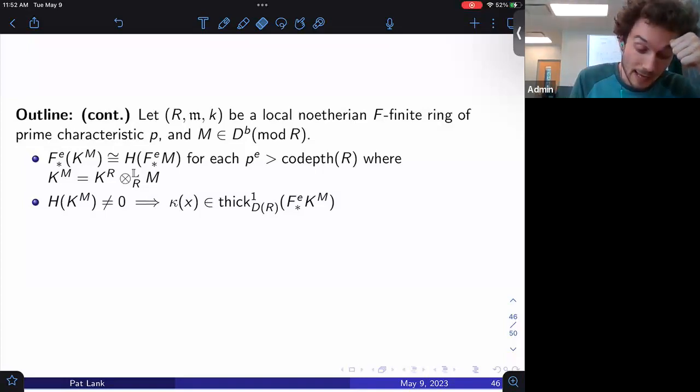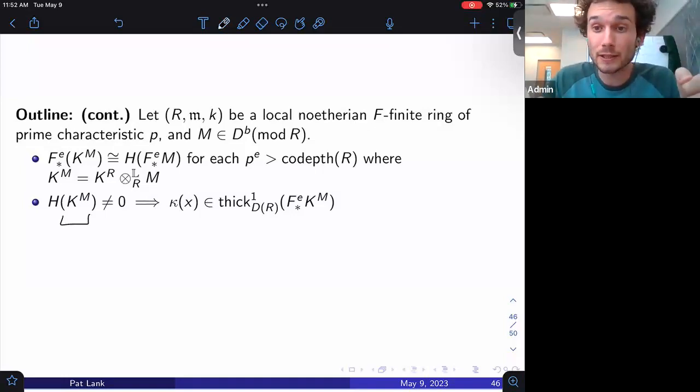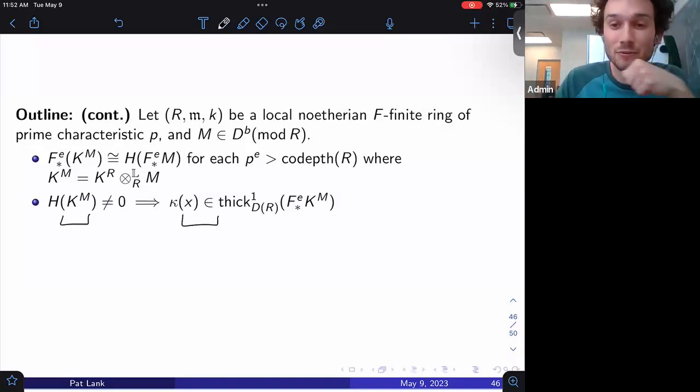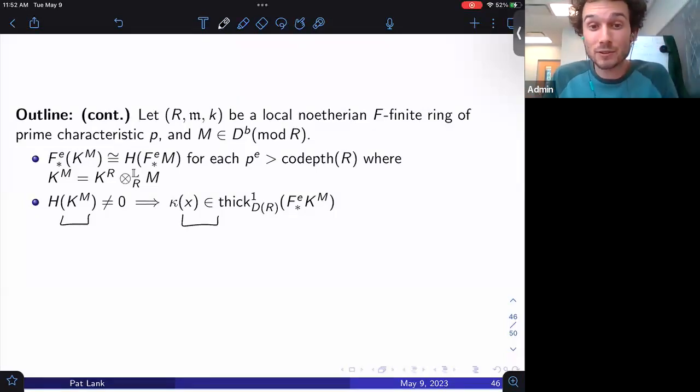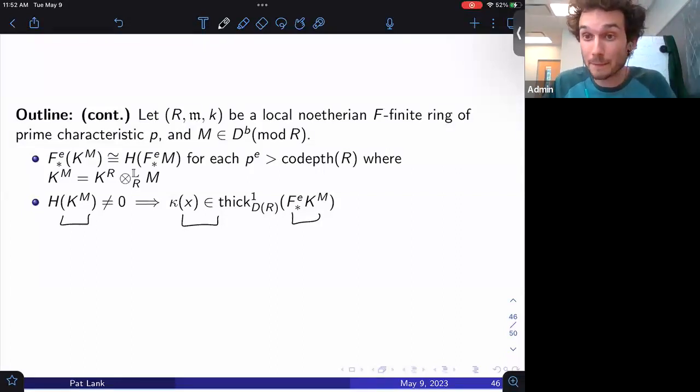Now, when K(M) has non-vanishing cohomology, you can actually say something nice. I can generate the residue field. In fact, it turns out the residue field is a direct summand of the e-th Frobenius push forward of K(M). So for instance, if M is just a module, this would be just some kind of push forward of a complex generated by M, or cones of direct sums from M.